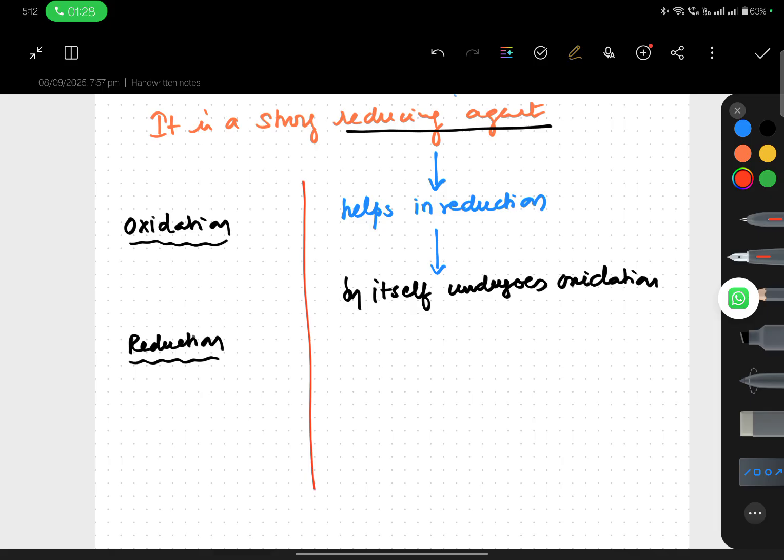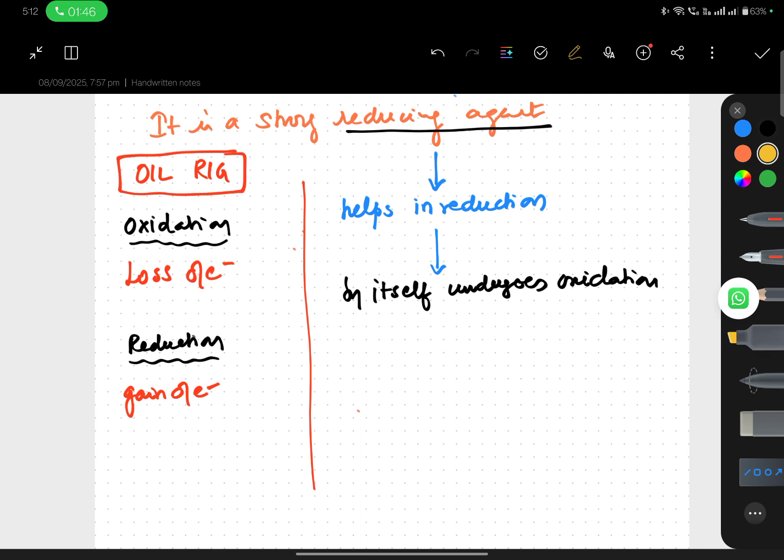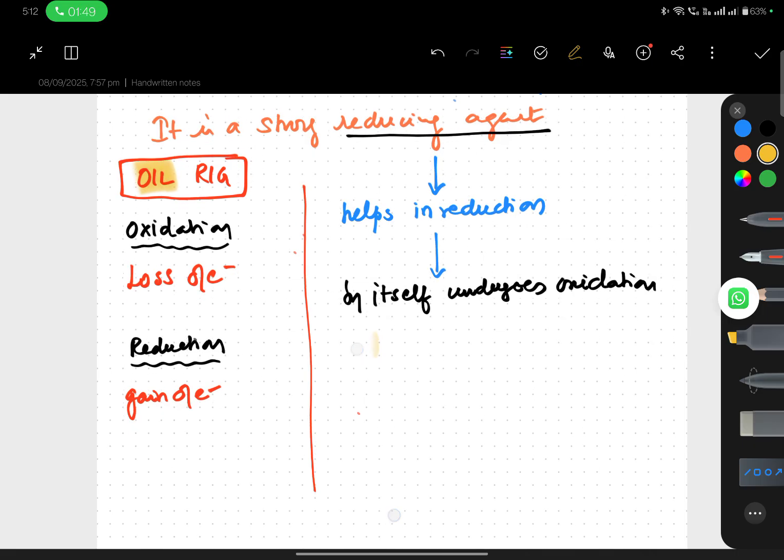Don't get confused. Oxidation is loss of electron. Write it down. Reduction is gain of electron. Difficult to remember, isn't it? You remember this mnemonic, OIL RIG. Oxidation Is Loss of electron, Reduction Is Gain of electron. So you won't forget, right? So what is oxidation? Loss of electron. What is reduction? Gain of electron. So now you are clear, right?